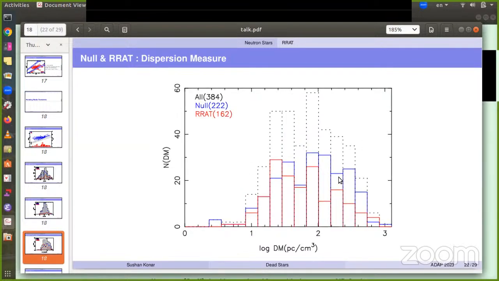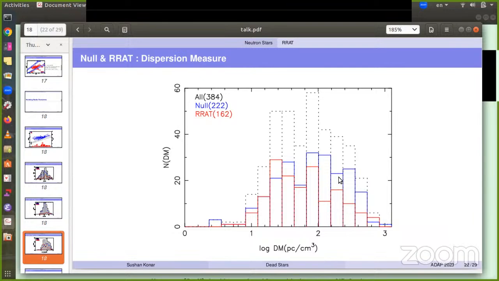This is a quantity called dispersion measure. How many people have heard the word dispersion measure? Okay, so dispersion measure, we're not going into the details of it. It is some measure of the distance of the objects.